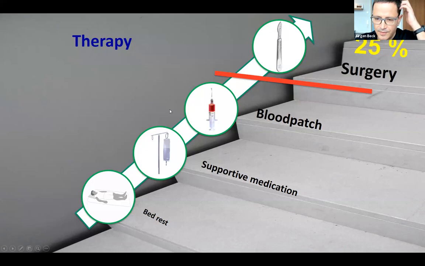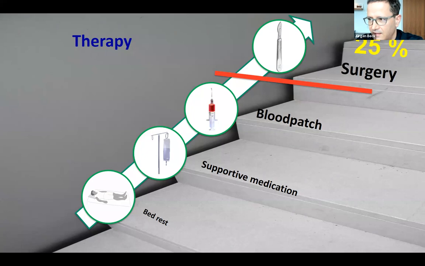Thank you, Horst. So just to add, in doubt, do a blood patch. And before we go on with surgery, we clearly do blood patches. And there's one thing we need to know before we go ahead with surgery. It's, of course, as Horst has nicely shown, we need to know exactly where the leak is.